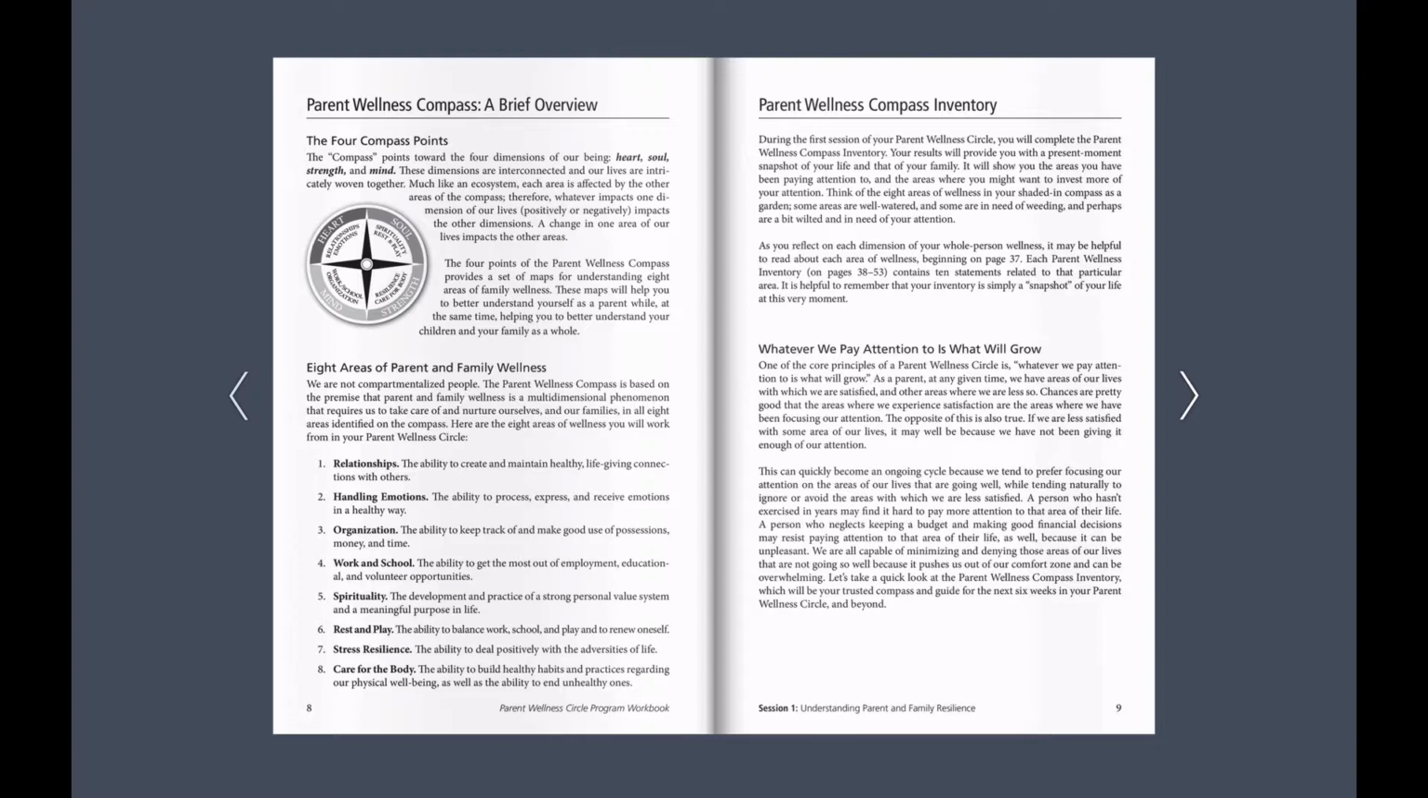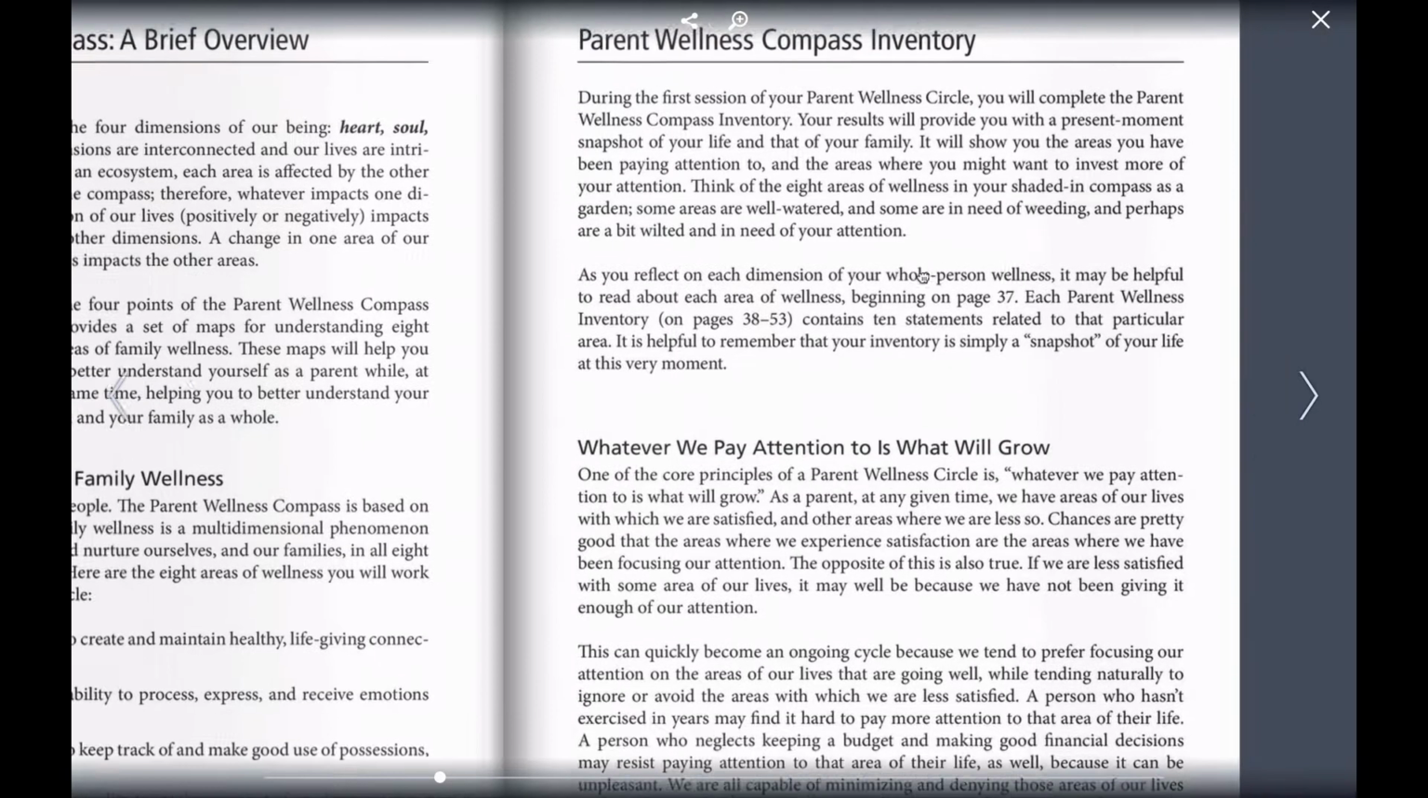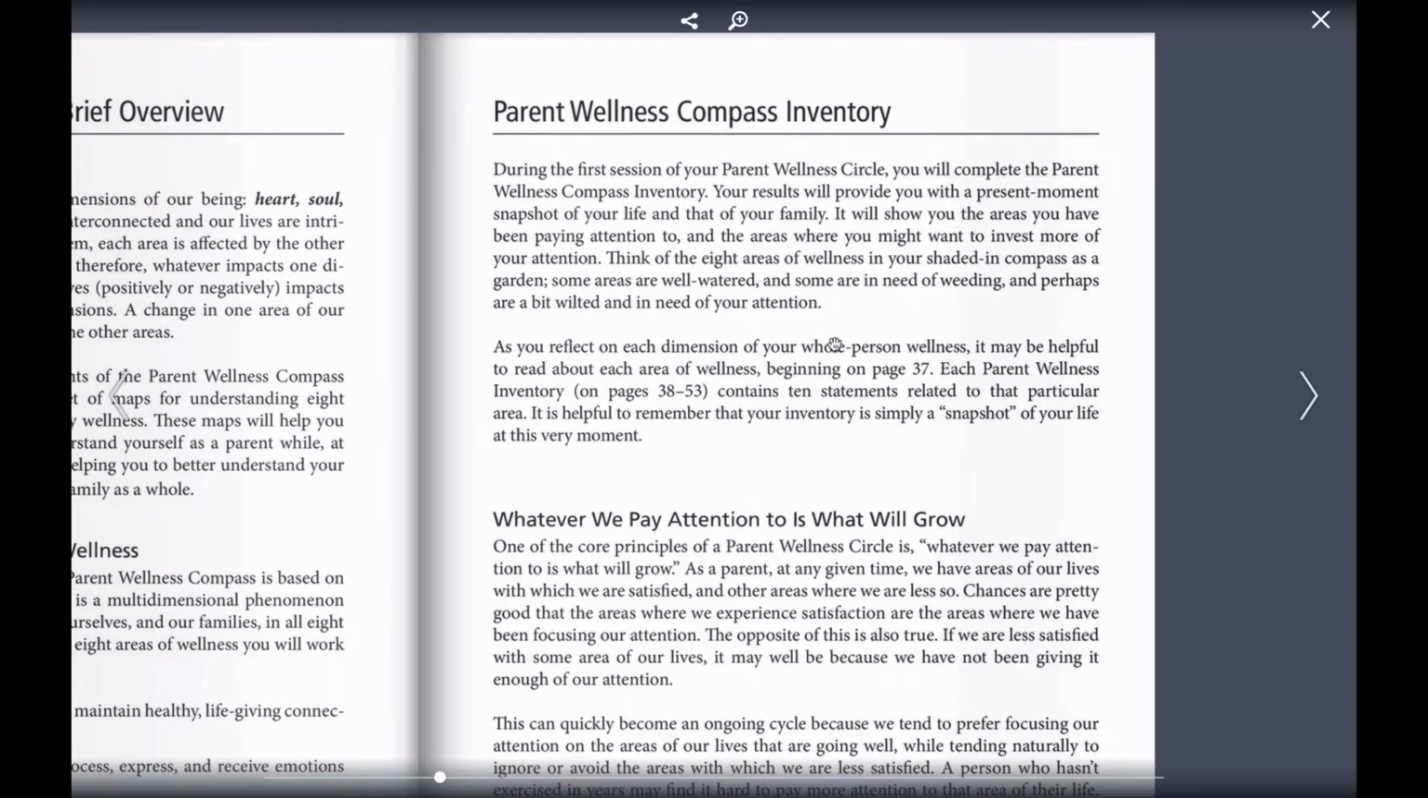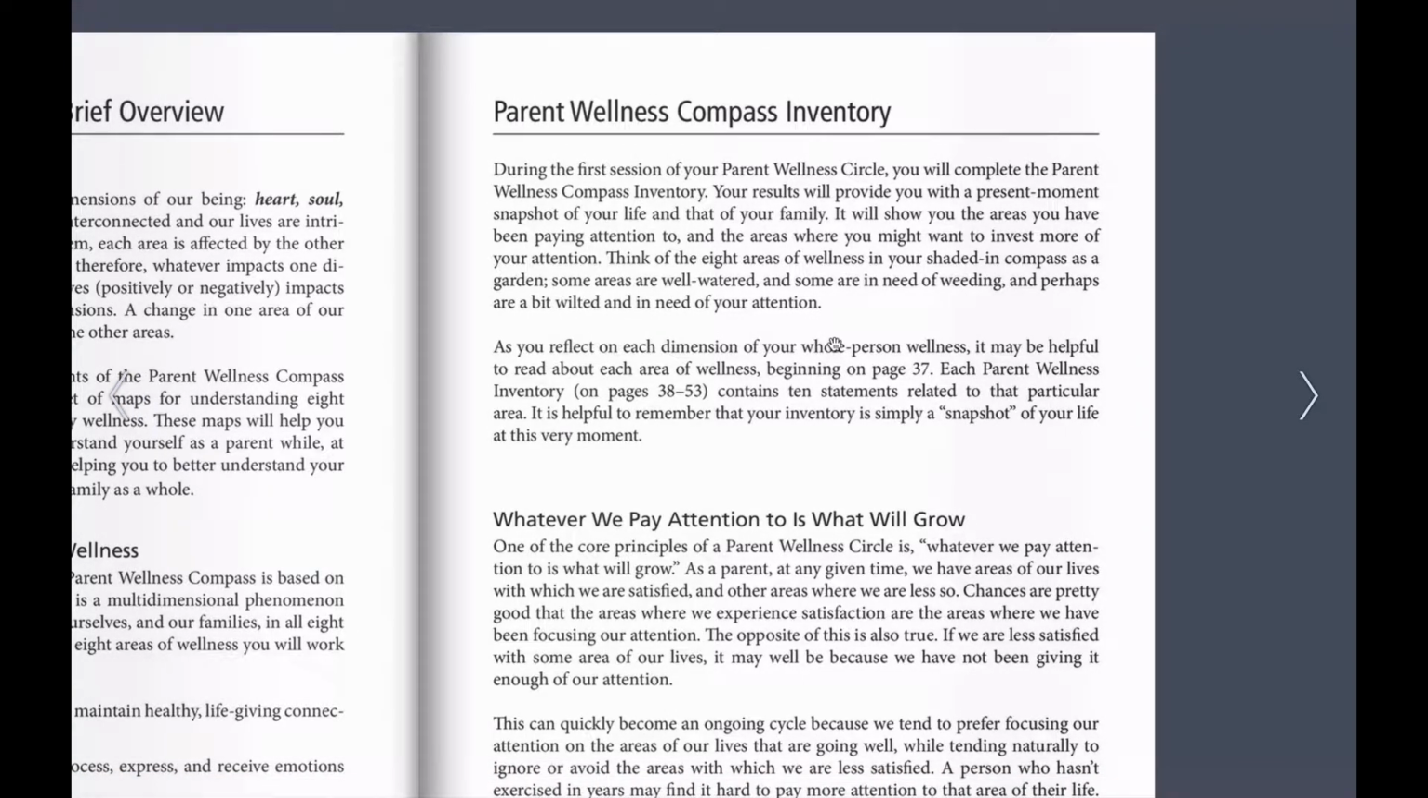So on page 9, we introduced the Parent Wellness Compass Inventory. And the inventory is a guided self-reflection for them, really. I like to use the analogy, if you run a grocery store or any kind of store that has inventory, you take inventory from time to time, right? You want to check what you are in need of ordering more of, and what you have plenty of in stock. In a sense, that's a metaphor for what they do when they complete their Parent Wellness Compass inventory.